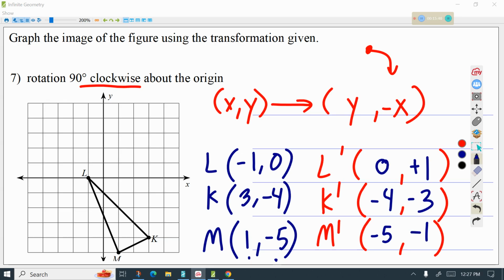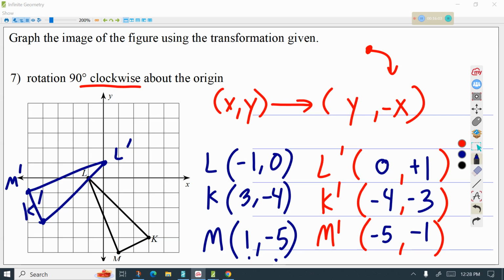So 0 and up 1, this would be L prime. Left 4, down 3 would be K prime. And then left 5, down 1 would be M prime. And if I connect these points, I should have my shape that got rotated 90 degrees clockwise, okay?